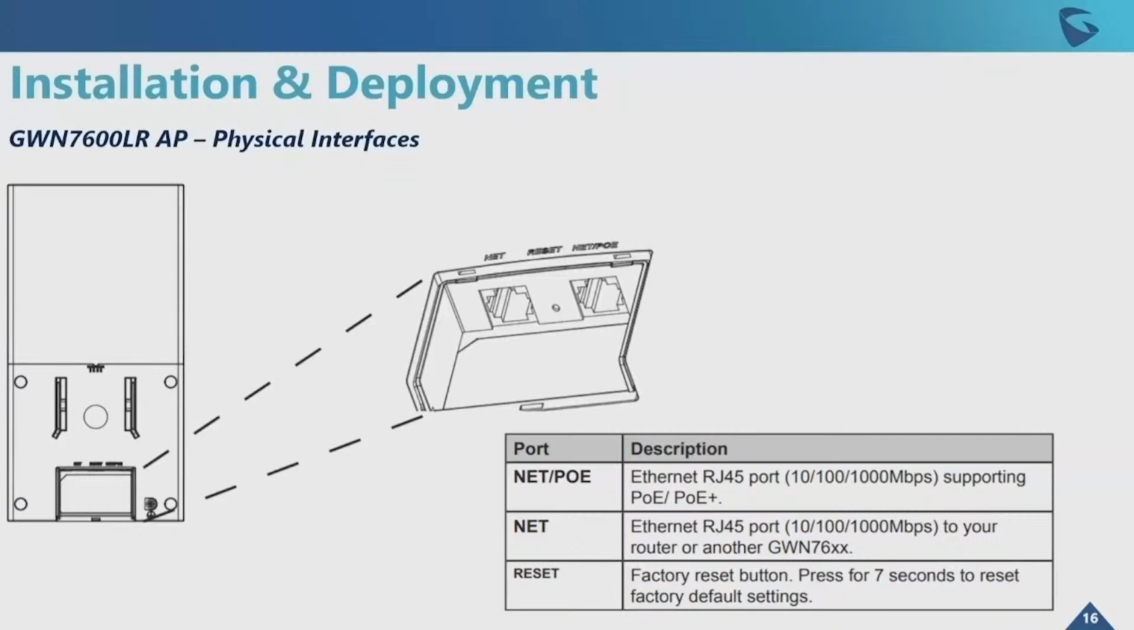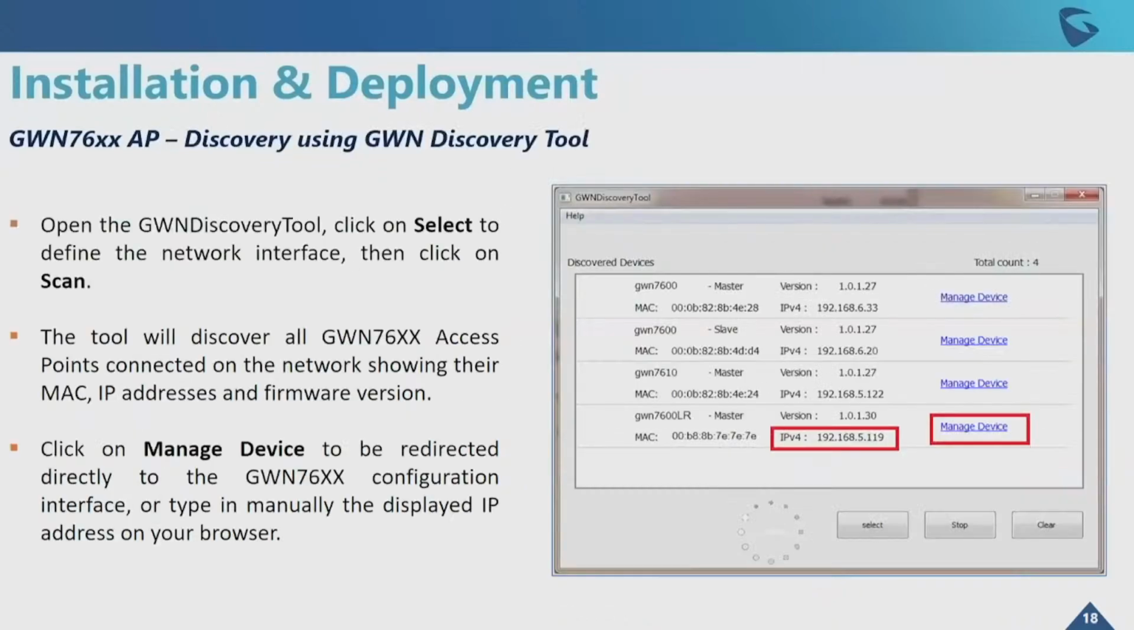The second way to find the IP address of your access point is to use the GWN Discovery tool. This is a tool that you can download for free on our website. You run this on your Windows machine, and it will try to detect the IP address of all the access points on your local network. It has to be on the same broadcast domain. Okay. And from there, you'll be able to log into the web interface by clicking the Manage Device link in the app once you discover your access point. And of course, the way that most of us IT professionals use is to log into your DHCP server and look for the IP address that was assigned to your access point.